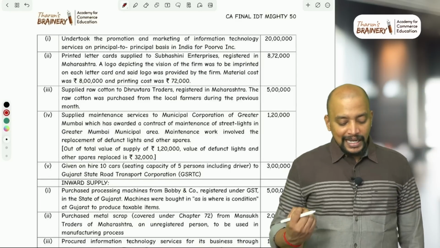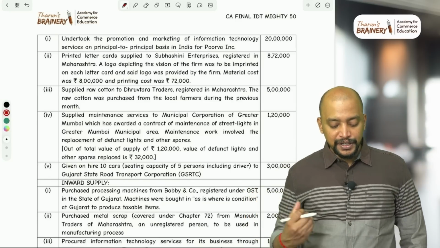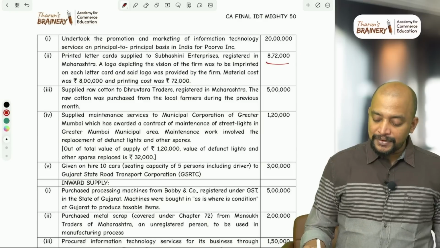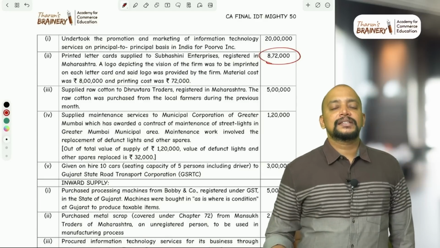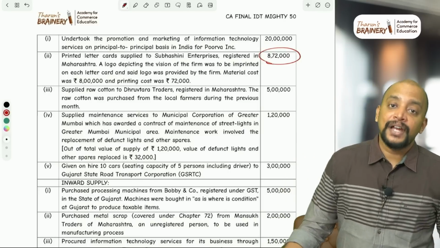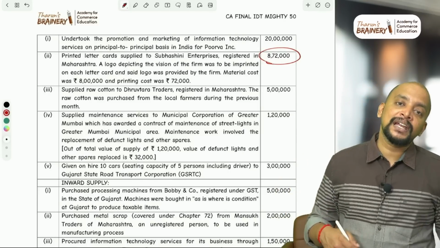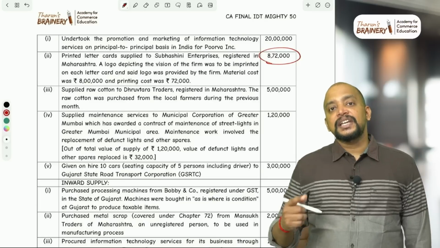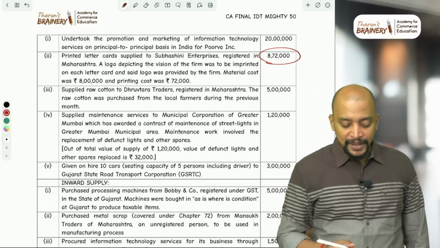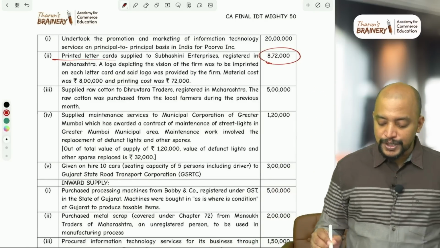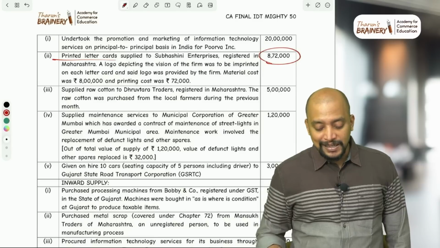Material cost was 8 lakhs and printing cost was 72,000. So the entire 8 lakh 72,000 will be taken, because there is a circular which says that when we are doing printing activity, we are only buying the material required for printing and doing the printing activity. If the paper constitutes the principal supply in printed letter cards, and definitely paper constitutes the principal supply, it will be treated as supply of goods.